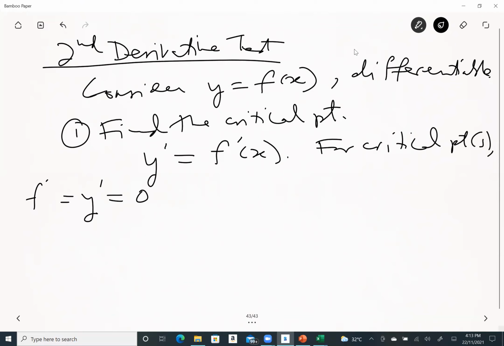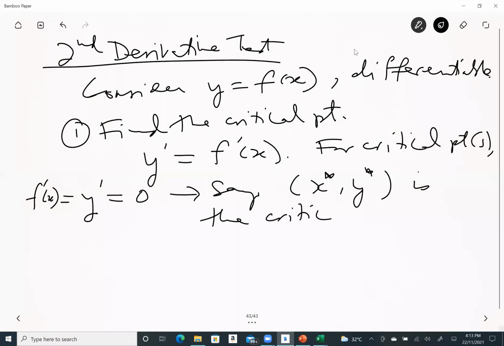Or f prime of x equal to 0. Now suppose we do it, we got it at x star, y star. So that is our critical point, by doing the first derivative and setting that to 0. So that is the critical point, x star, y star.